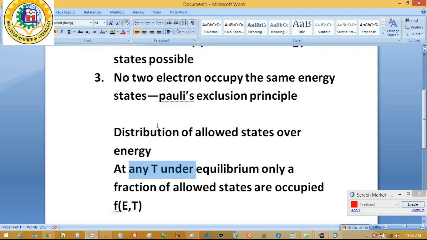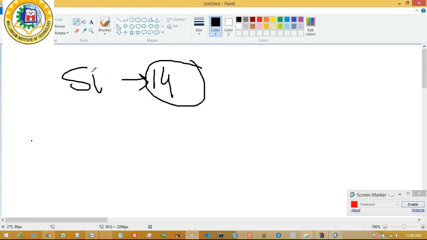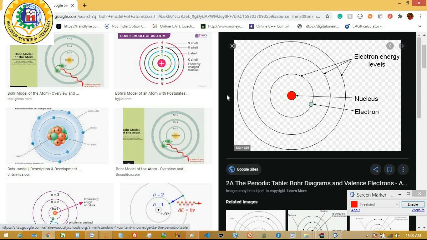Before discussing the energy band model of a semiconductor, we take up the example of silicon. We know silicon has 14 electrons. The distribution of electrons of any atom is related to the Bohr model. In the Bohr model, this is a nucleus, and electrons can occupy certain discrete energy levels, given by the principal quantum number. This is n equal to 1, this is n equal to 2, this is n equal to 3.